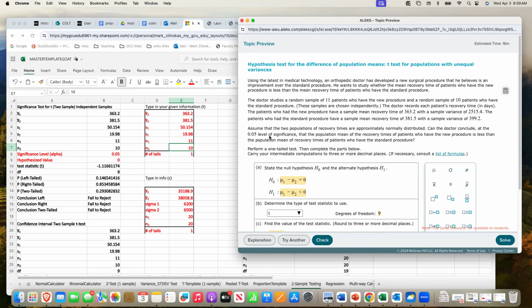And we're looking at an orthopedic doctor comparing two different procedures to see if one was better, the new one being better than the old one, or the standard, I should say. This is kind of a basic standard in the medical community: if they come up with something new, they'll compare it with something that's been proven and used over a period of time.